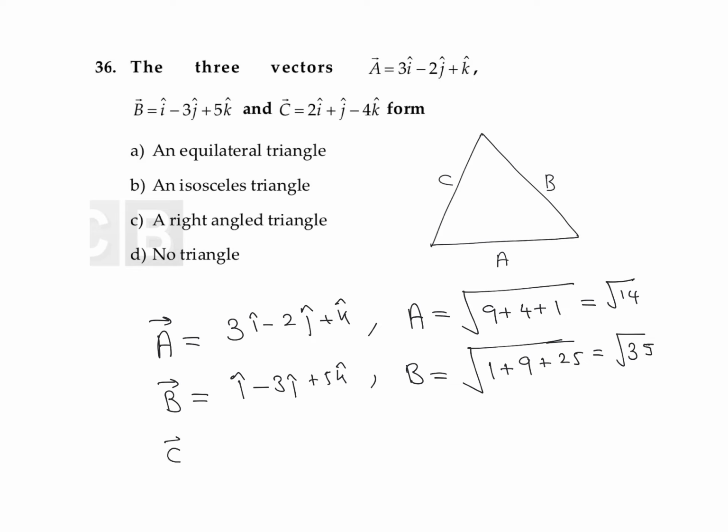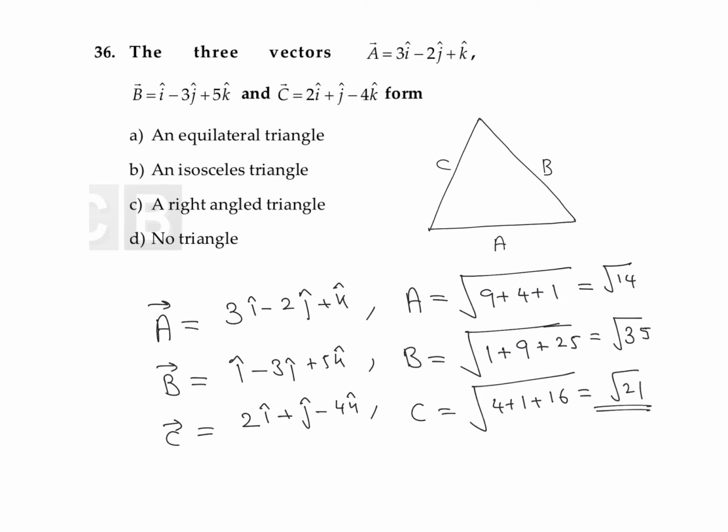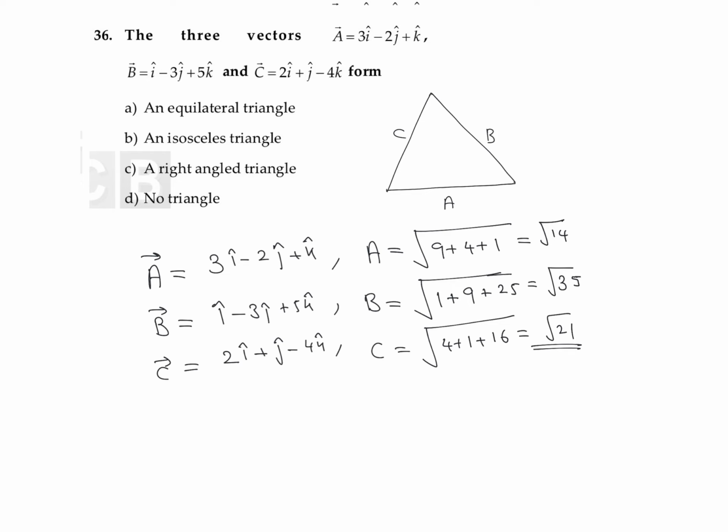So we can say that A vector and B vector do not have the same magnitude, so they do not represent the sides of an equilateral triangle. Like that, we can observe the C vector also. The magnitude of C is under root of 2 square, which is 4, plus 1 square, which is 1, plus minus 4 square, which is 16. So this is root of 21. So these vectors have different magnitudes, so it is not representing an equilateral triangle.